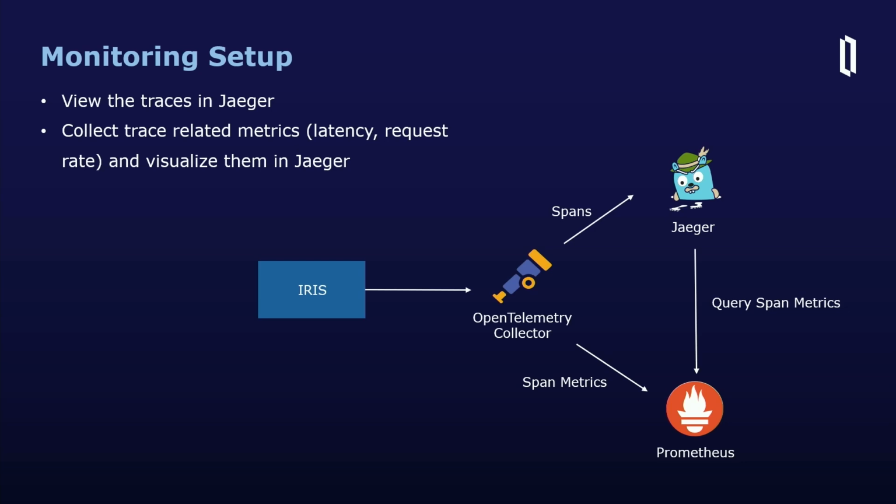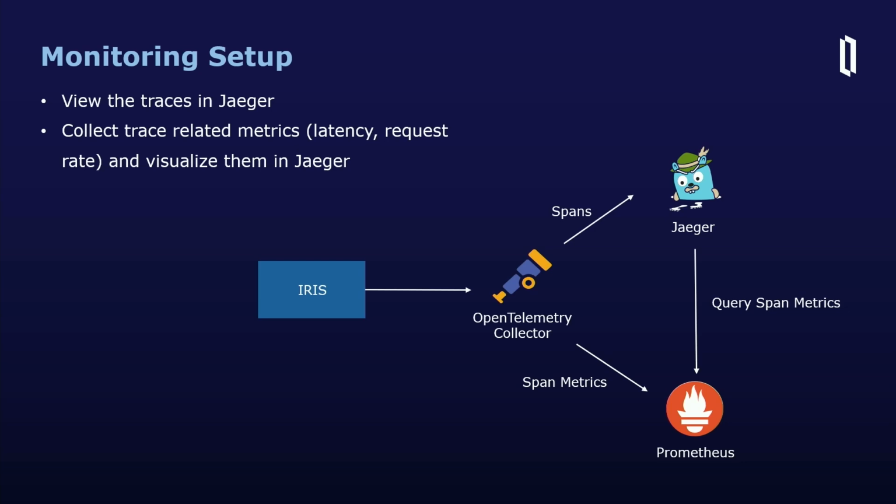Let's see how this setup works. First, IRIS will emit all the traces to the OpenTelemetry collector, and the collector will emit the spans to Jaeger. So in Jaeger, you can see all the spans. The collector will also collect the span metrics, such as the latency and the request rate, and save them to Prometheus. In this case, Jaeger can query the metrics from Prometheus to show the traces and the metrics at the same time.